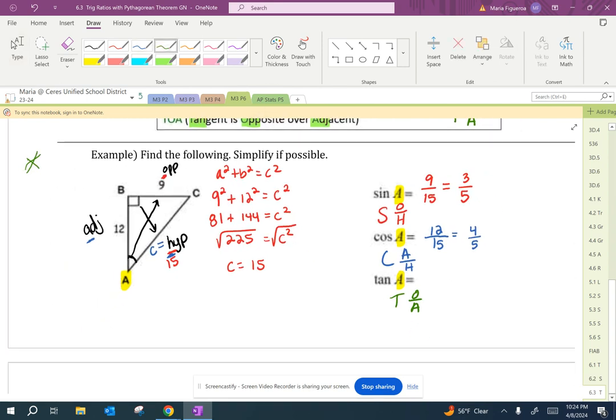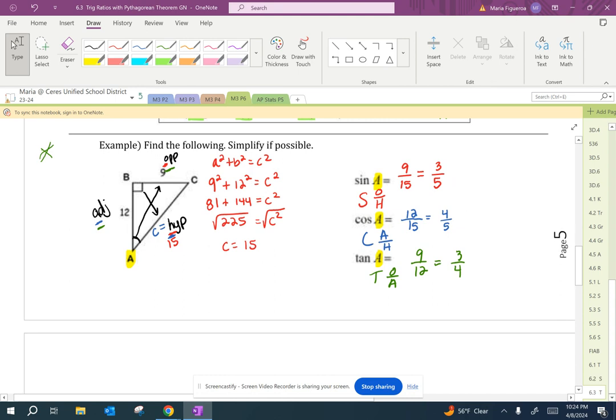And then tangent is TOA, so opposite over adjacent, 9 over 12, which again, we can simplify by 3, would be 3/4. Okay, so you want to make sure that you simplify the fractions as much as possible.